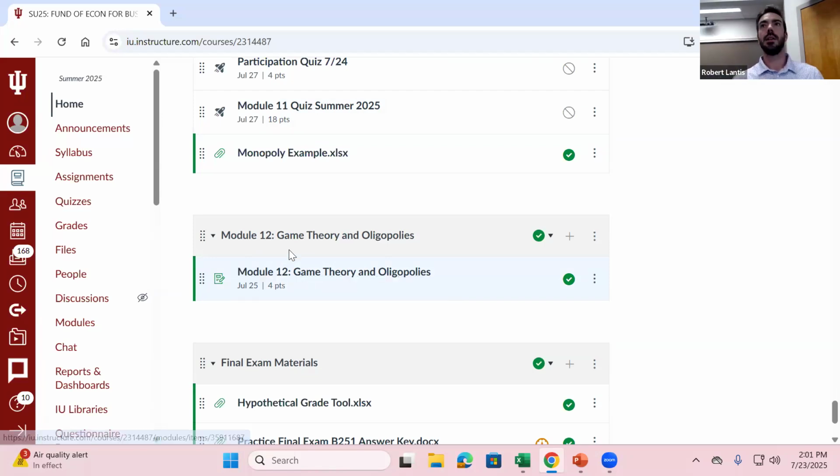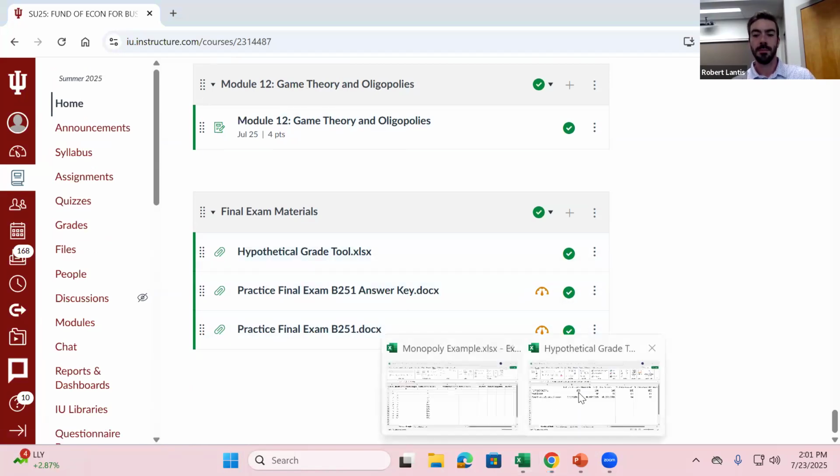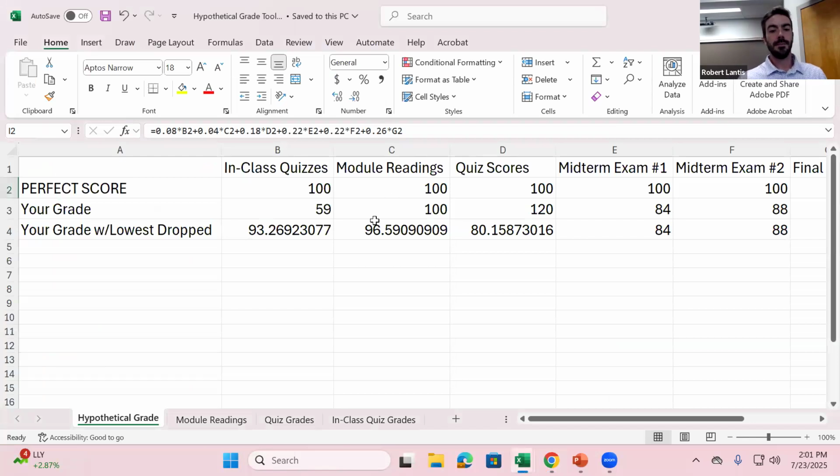We'll then do module 13 next Tuesday, Wednesday, review on Thursday, and the next week will be that final exam, okay? So I've already got up the practice final if you want to take a look at it. I also put up this hypothetical grade tool. So there's a bunch of different tabs here if you open it up.